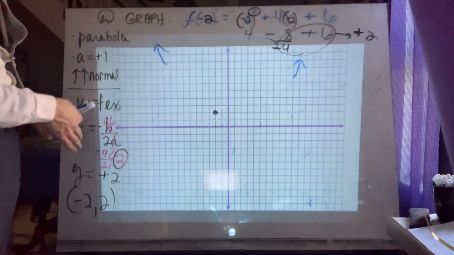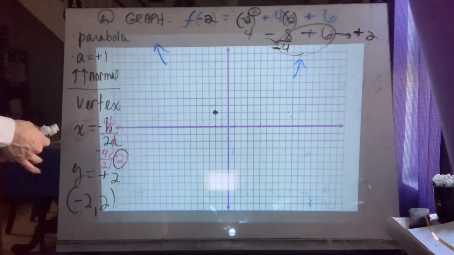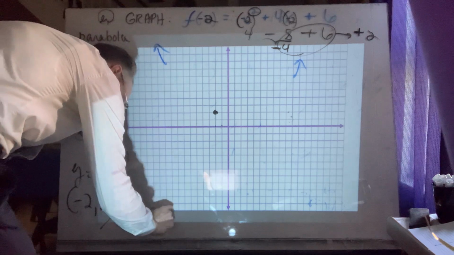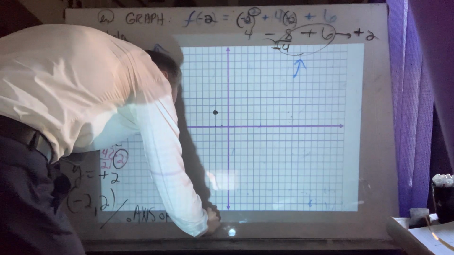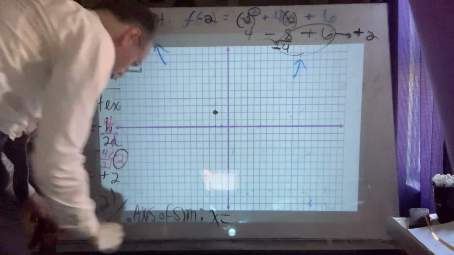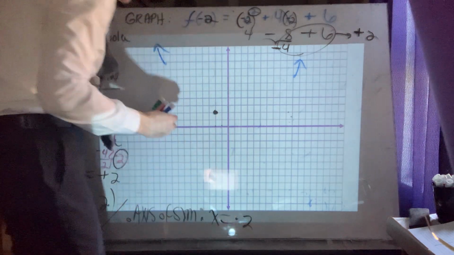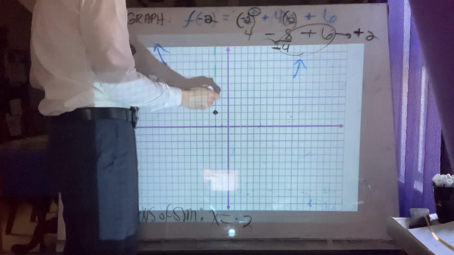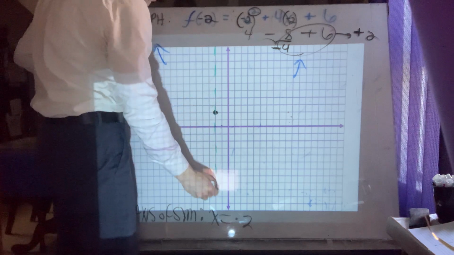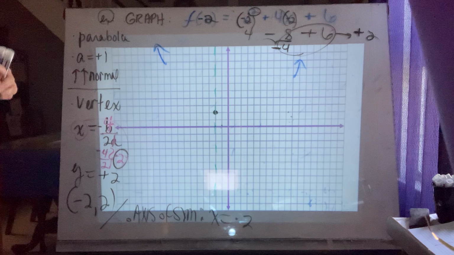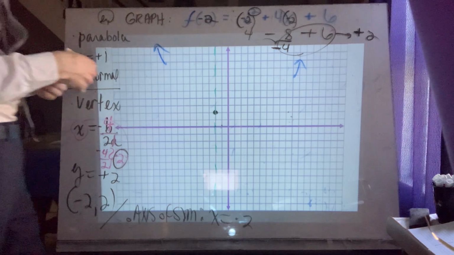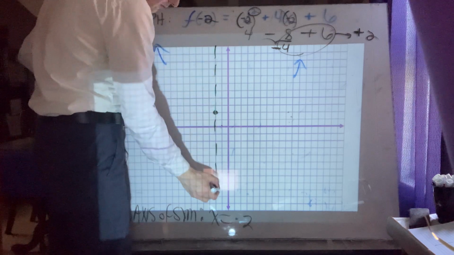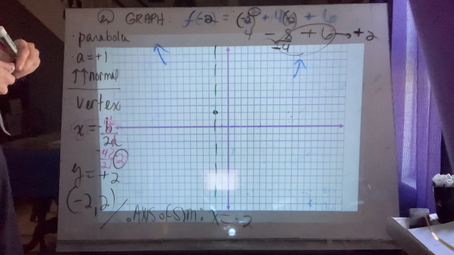Let me complete this thought though. If we have the vertex, then we know that the axis of symmetry should be the vertical line x is equal to the x coordinate, so -2. There would be a dashed line running through that point of the vertex. If that's a little bit faint, I'm going to use this a little bit darker here. Green is always a questionable marker. Anyway, there's your axis of symmetry.